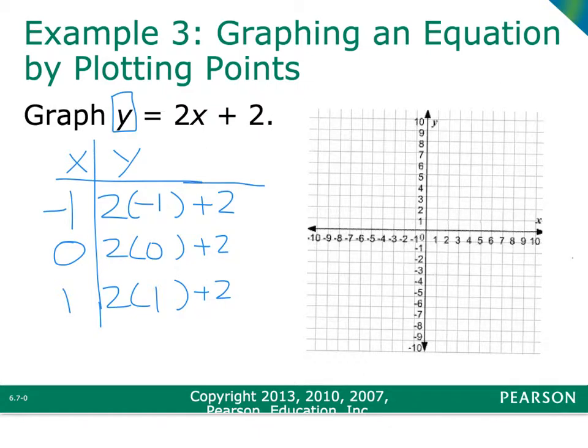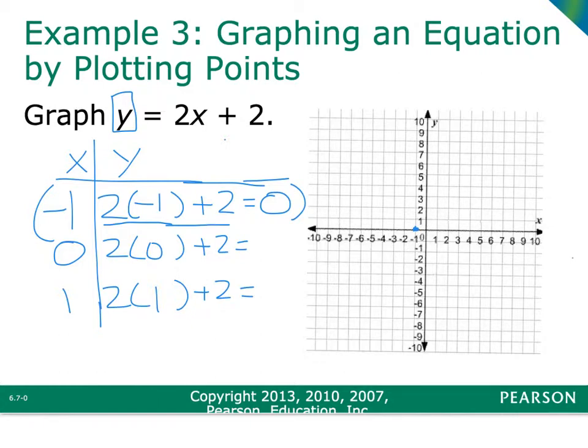You're going to use order of operations, and this is going to tell you what the y value is equal to. So for your first one, you have 2 times -1, that's -2. -2 plus 2 is 0. So that means you have the point -1, 0 on your graph. So that is left one space, up no spaces.